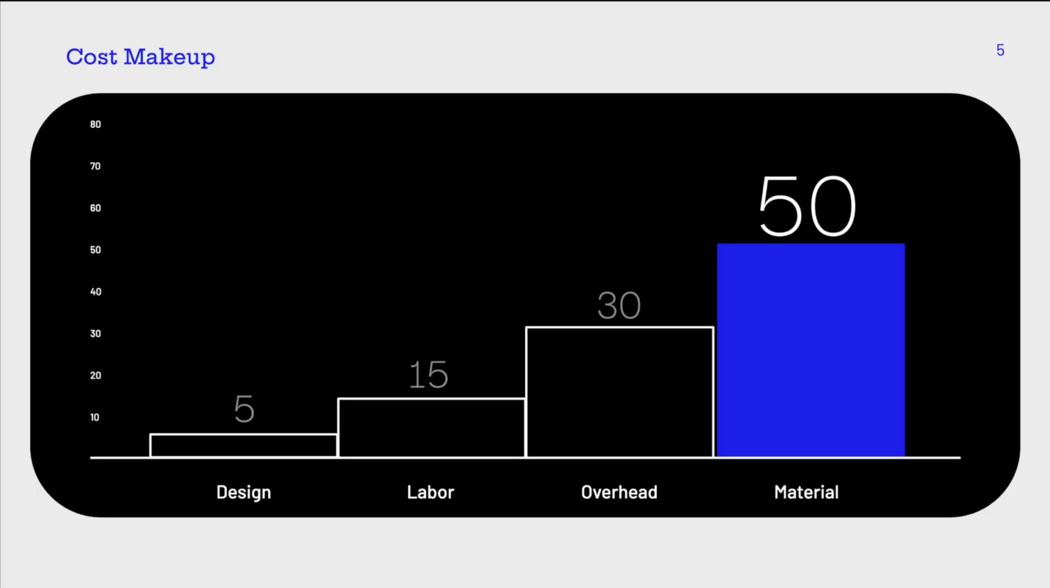This graph here shows the cost makeup. So 5% is going to be the design, 15% is going to be the labor, 30% is going to be overhead, and 50% is going to be the material. So it's very important to consider what is the cheapest material that you could use when designing a product.